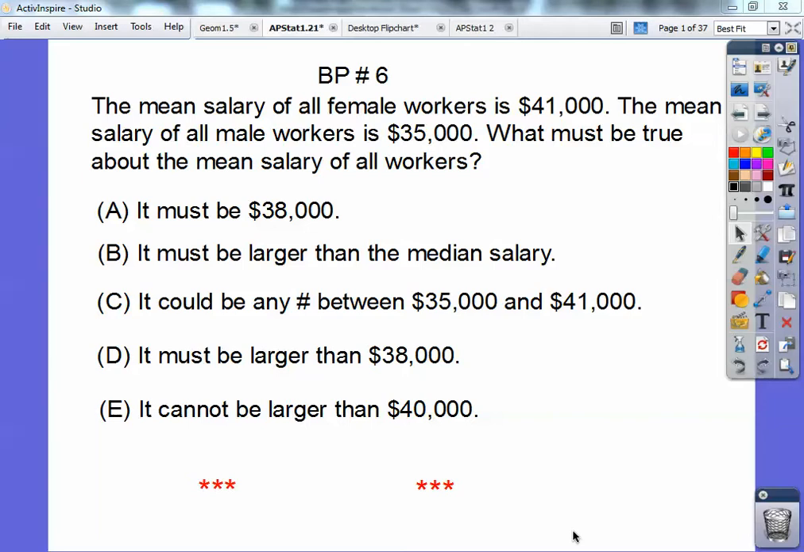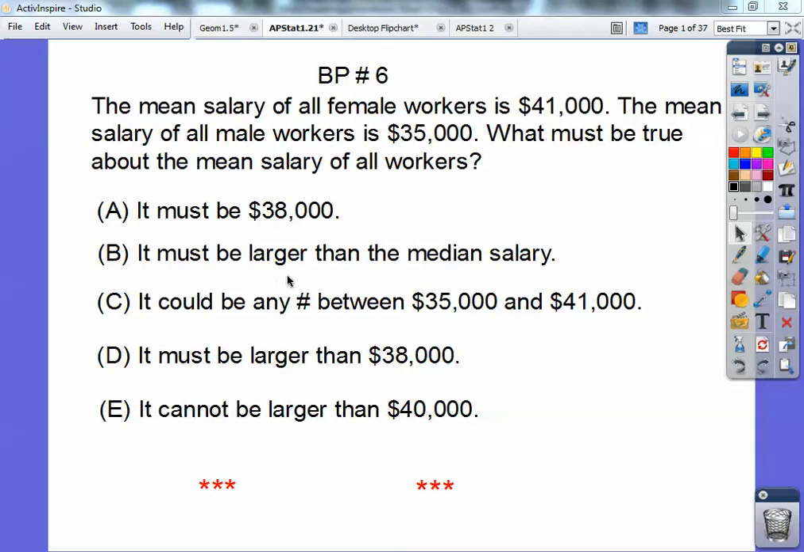Okay, let's do the board problem. The mean salary of all female workers is $41,000. The mean salary of all male workers is $35,000. What must be true about the mean salary of all the workers described here? So it says it must be $38,000. Boy, that's the average of these two numbers. That's a trick right there.